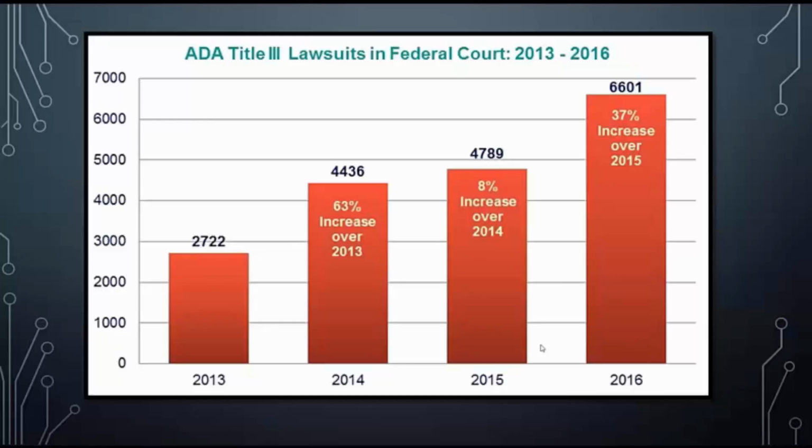So this was a study that was done, you can see, between 2013 and 2016. Litigation in federal court over ADA, Americans with Disabilities Act, Title III web accessibility issues more than doubled. So there's certainly an increase in these types of issues being brought to the courts for resolution.